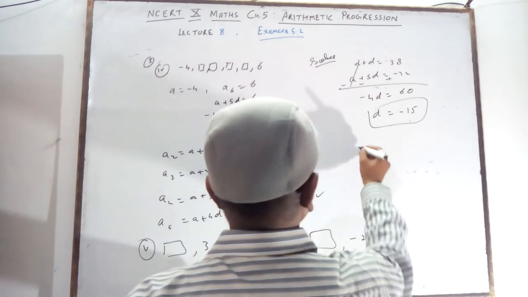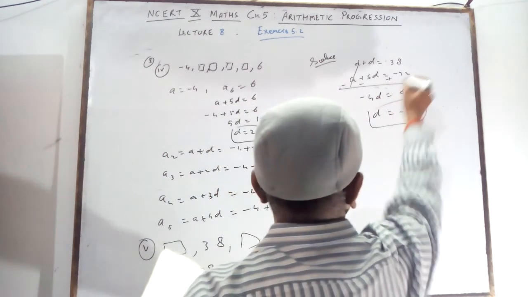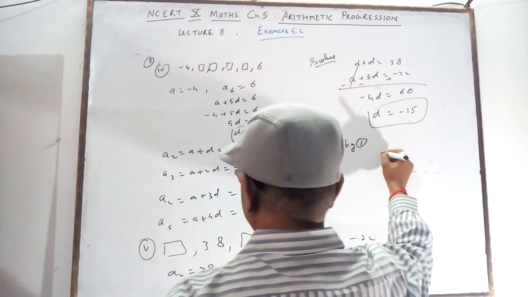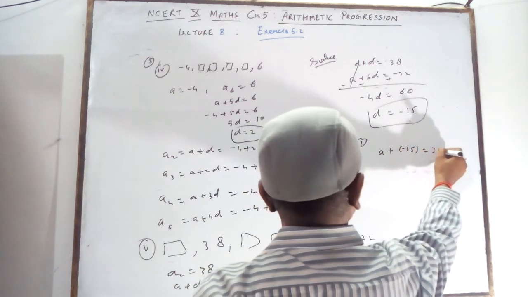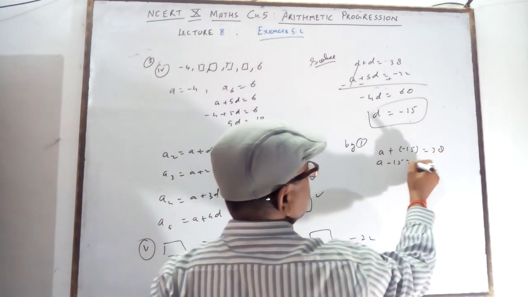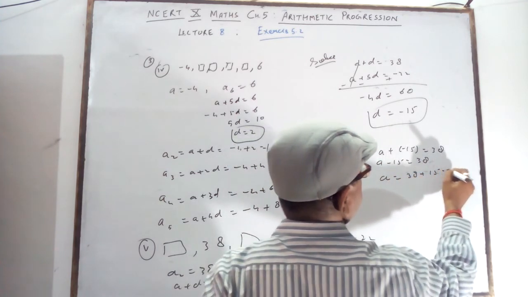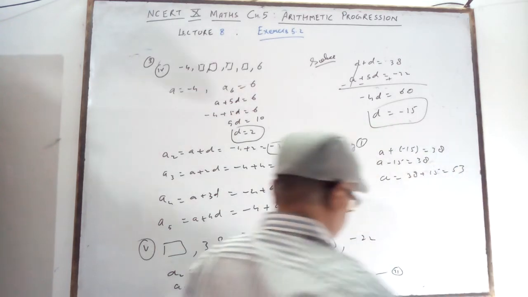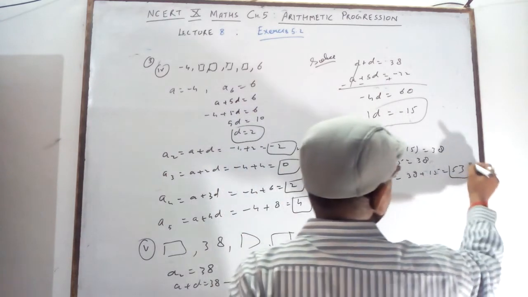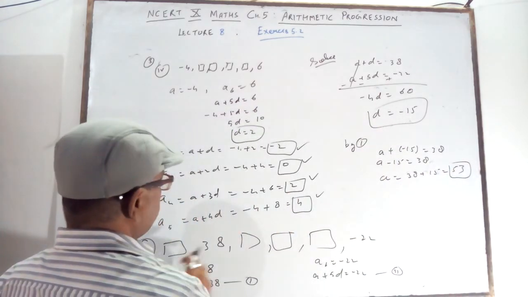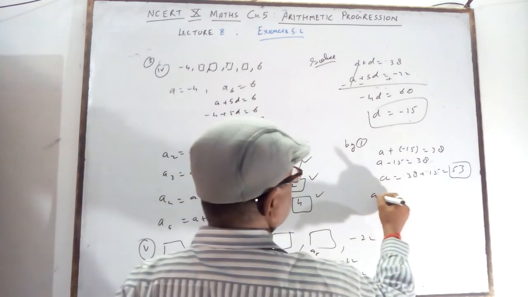You are getting -15. So what is A1? A you can get by the first equation: A plus -15 is equal to 38. So A minus 15 is equal to 38. What is A? 38 plus 15, 53. You are getting A as 53. So one answer you are getting is A1. A3, A4, A5 you want. What is A3?